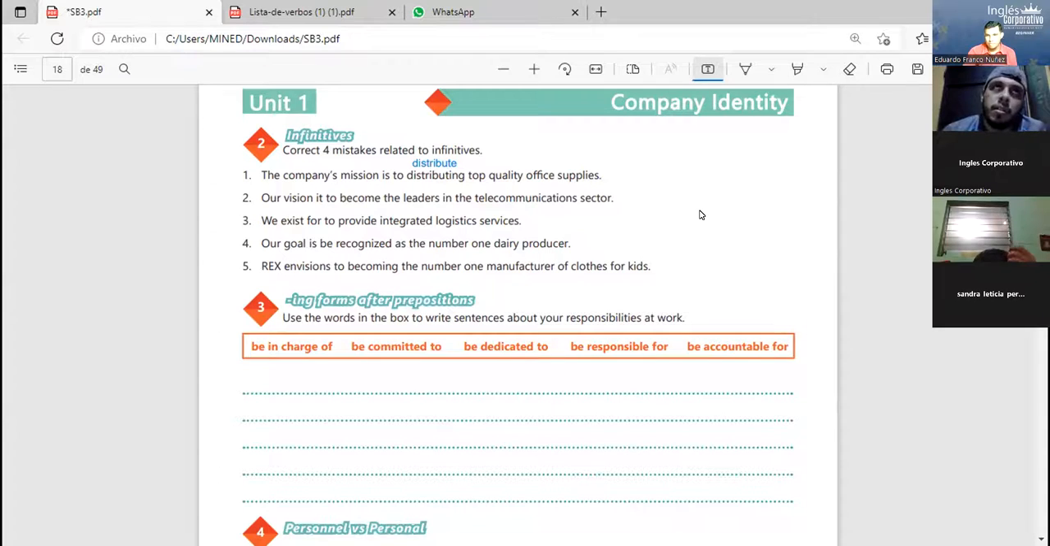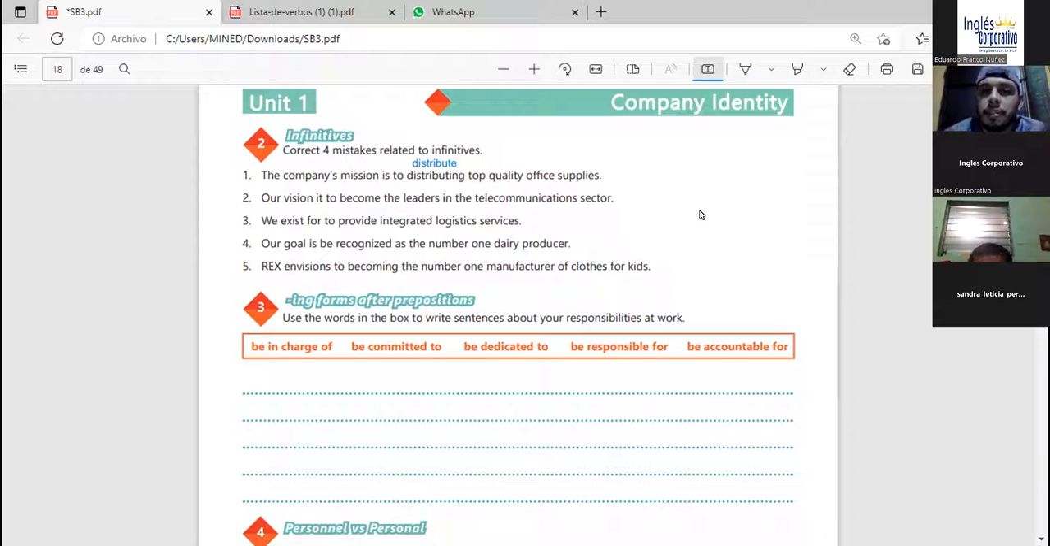¿No tiene que llevar ING? ¿Así como está? Iría este, ajá. Distribution. Sí. Is to distribution, algo más o menos. No, sí. No debe llevar ING. Es la palabra errónea. Distribution sería distribución. Ajá, porque ahí está diciendo distribuyendo. Es distribución. Dice, la misión de la compañía es distribuir. Así es. No, pero ahí está diciendo distribuyendo. Entonces es distribution.